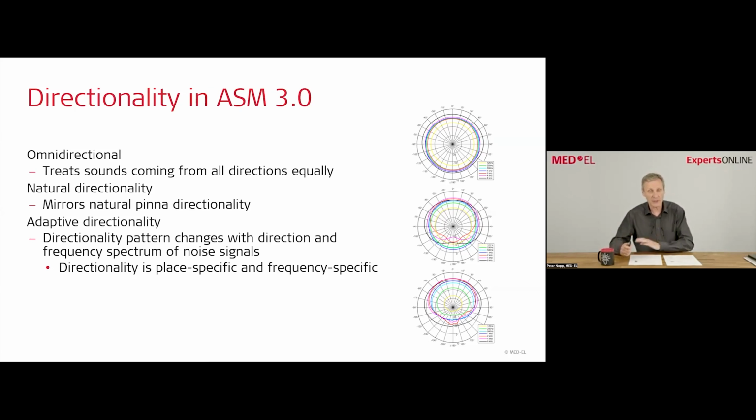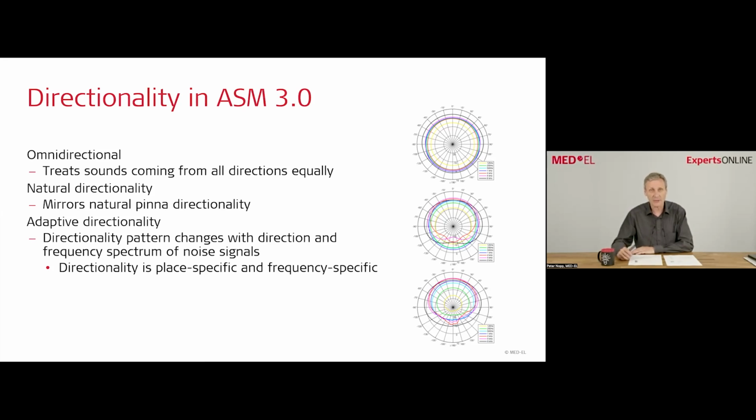Omnidirectional is just omnidirectional, treating sounds from all directions equally. And on the right side, you can see the respective polar plot in free field. So this is the speech processor not on somebody's head, but in free field. And then in the middle, natural directionality, which models the natural pinna directionality. And then thirdly, adaptive directionality, which is a directionality pattern that changes over time or can change over time, depending on where the disturbing noise sources are in the back hemisphere of the user.